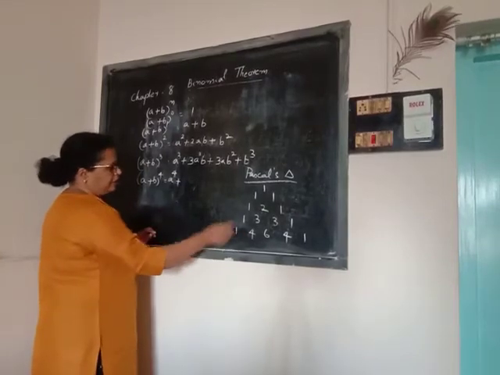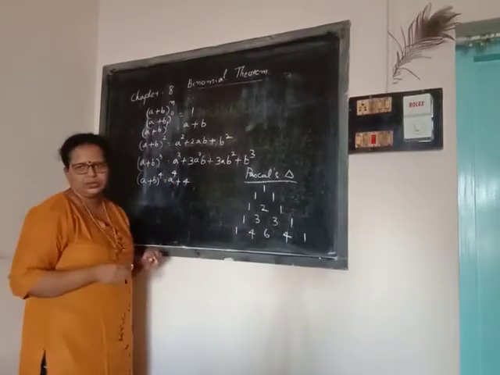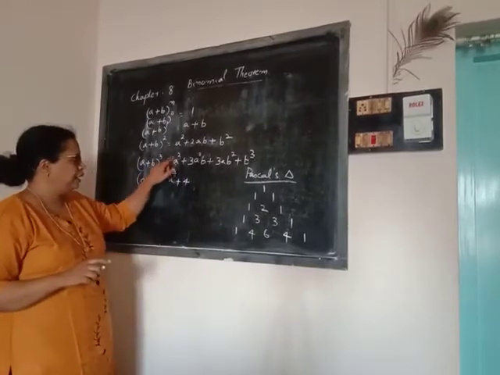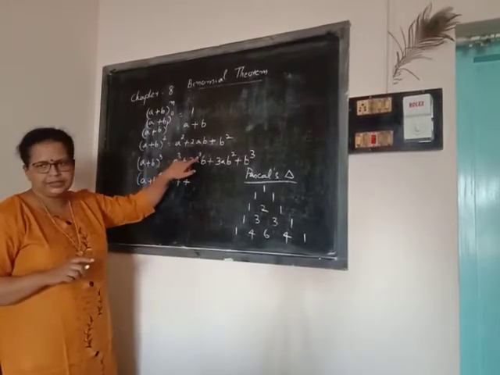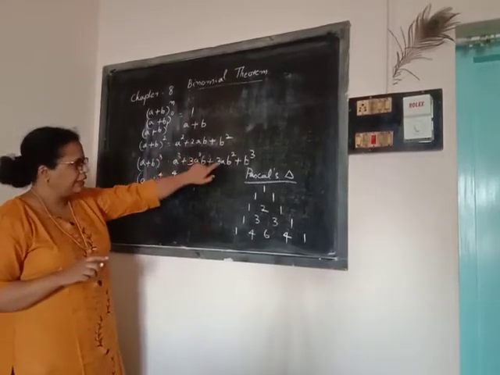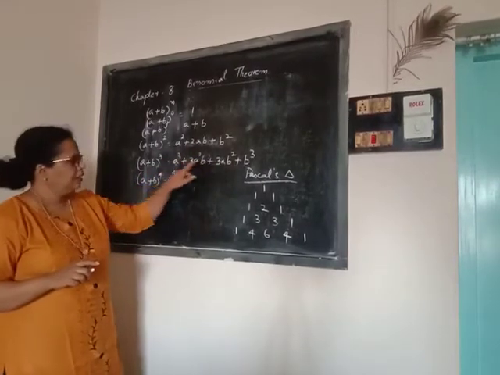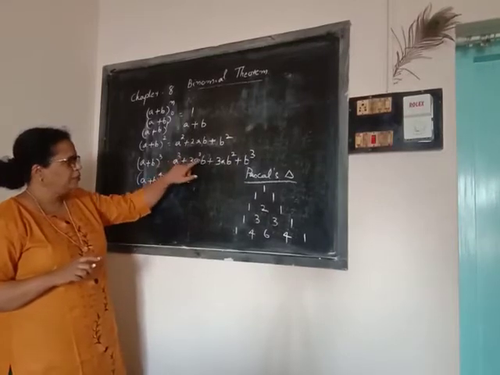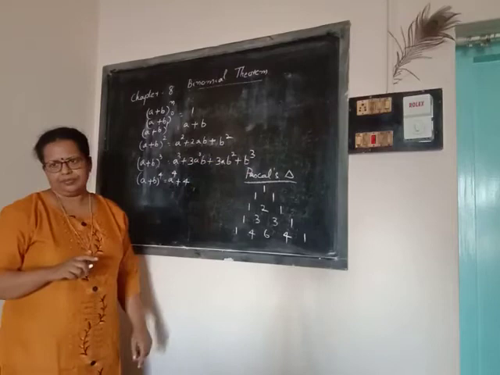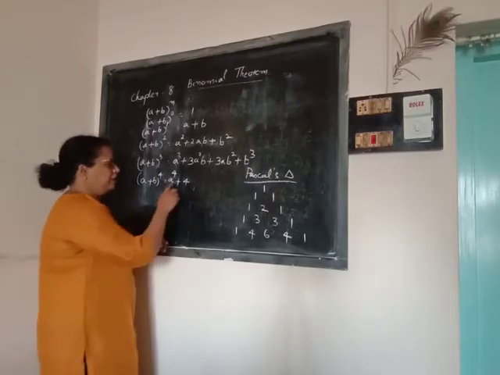Next coefficient we got it as 4. So it is 4. And what happens to a? Look here, a cube. Then the power of a is decreased by 1. a squared. And then again the power of a decreased. But here there is no b. b starts, then the power of b increases. That is the order. So what will be the next term?